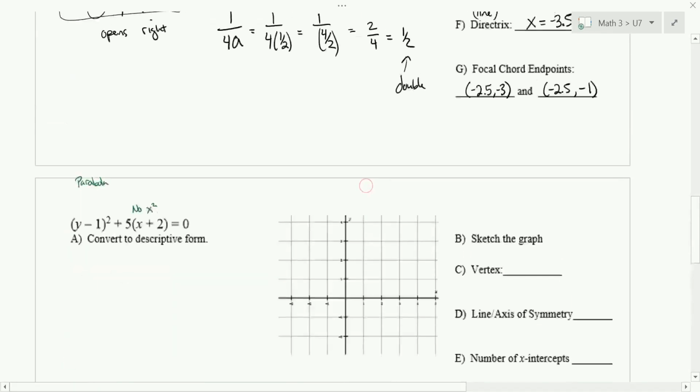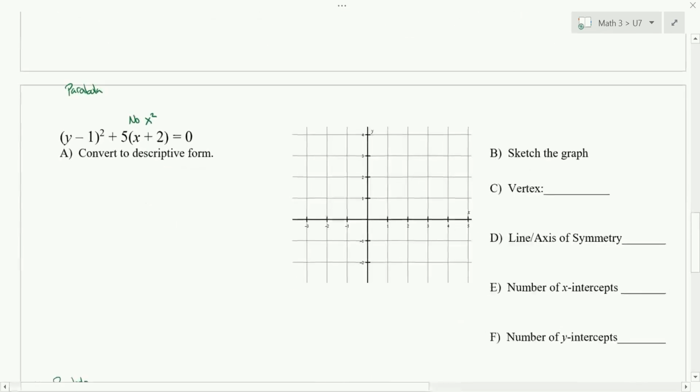So, on this problem, we want to convert it to descriptive form. How'd you convert it to descriptive form? Because that's important to know how to do, right? What'd you do first to convert this thing? Did you do anything on this? Okay, you got to distribute the 5. So y minus 1 squared plus 5x plus 10 equals 0.